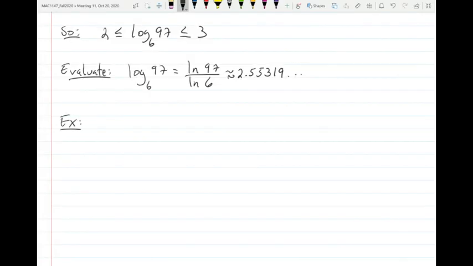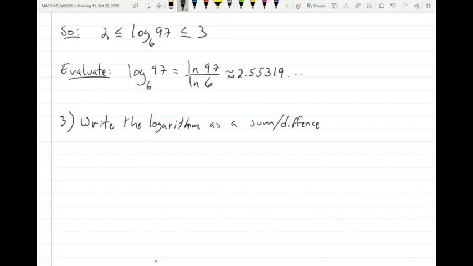So evaluate, actually number 3, we already did 2 examples. So write the logarithm as a sum or difference and then express all powers as factors if possible.